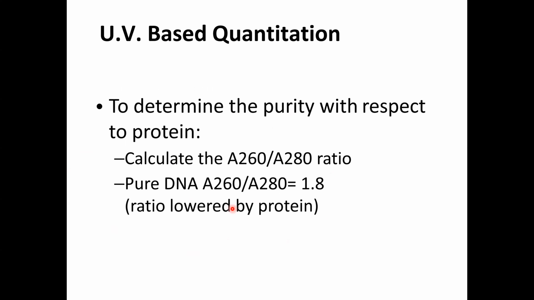For the quantification of nucleic acid, to determine the purity with respect to protein, we can calculate the ratio of absorbance at 260 over absorbance at 280. Pure DNA, with a ratio lowered by protein, has an absorbance ratio of 260 over 280 equal to 1.8. This is actually a ratio of low protein.